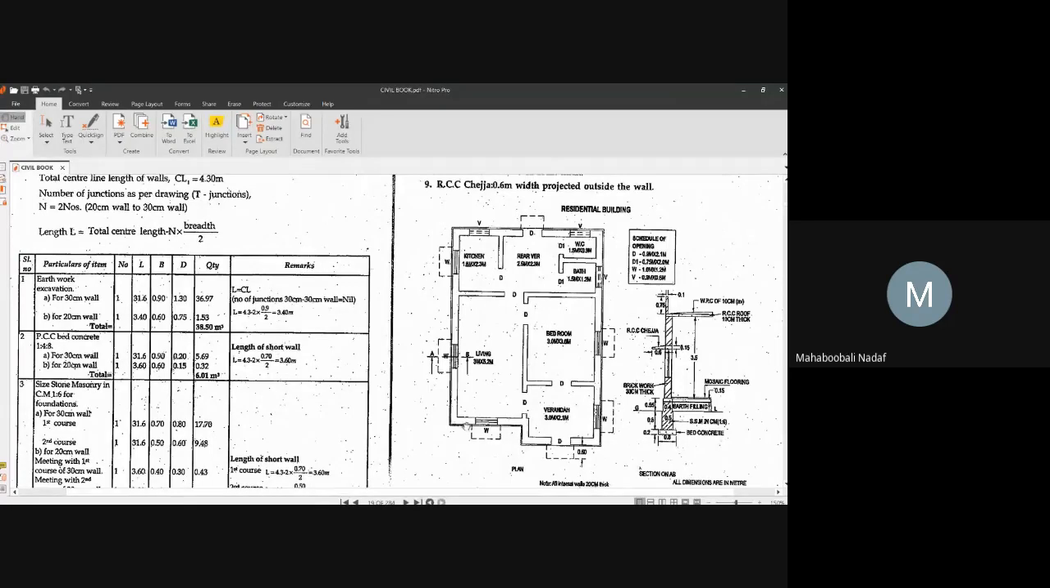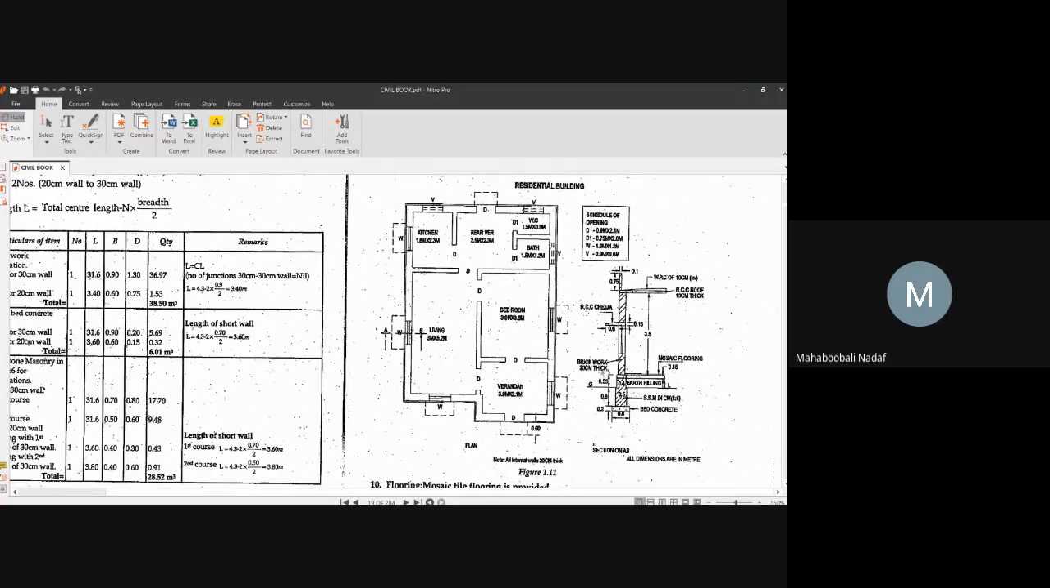Here, the outside wall is 30 centimeter, correct? And inside, the partition walls are 20 centimeter walls. Now, when you see this cross section, it consists of all the elements of a building. If you understand this problem, this total module is completed. In this particular example, we are solving almost all the elements which are present in a normal building.